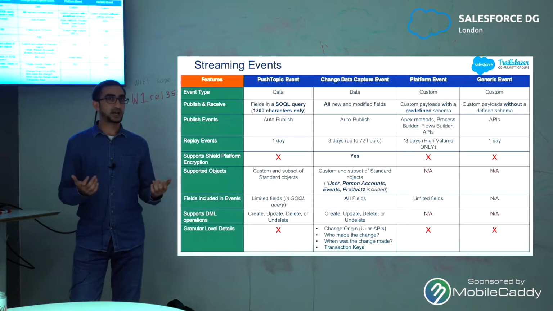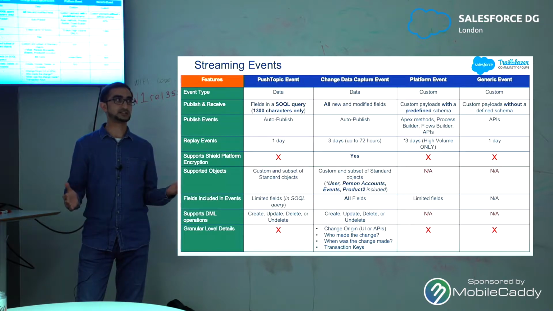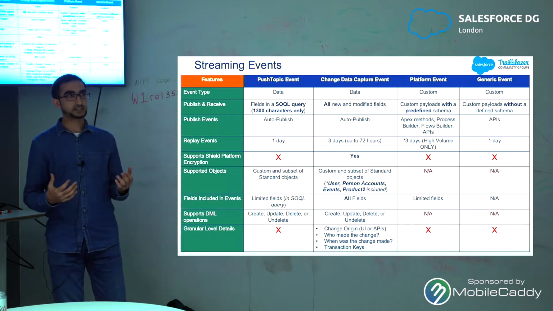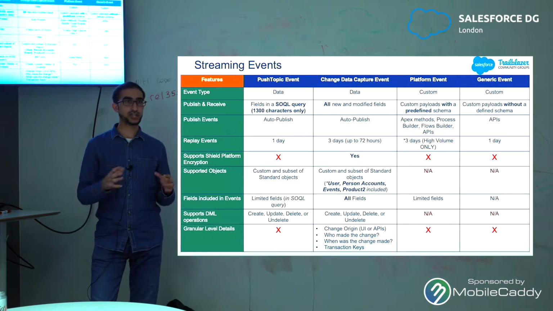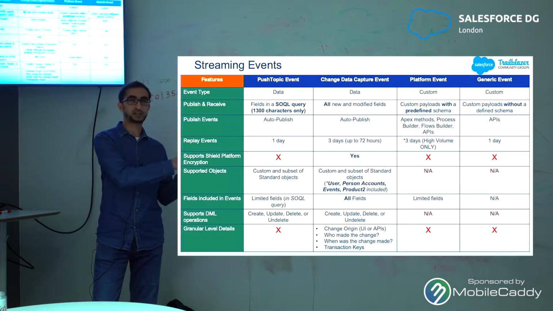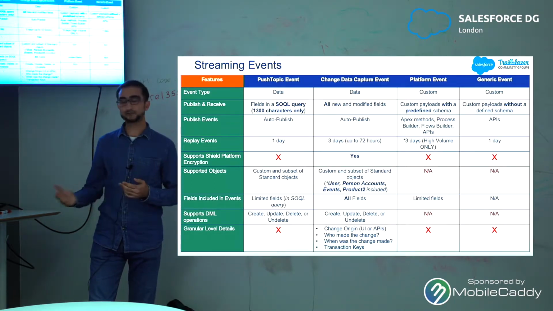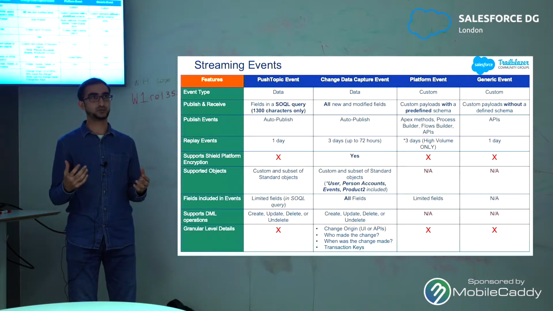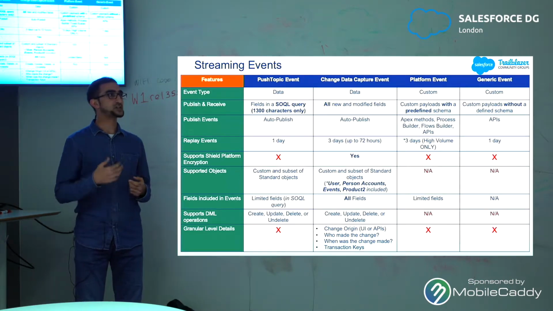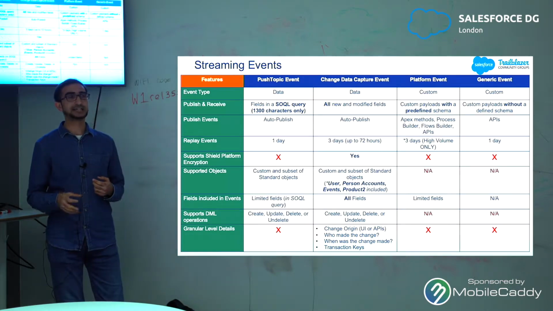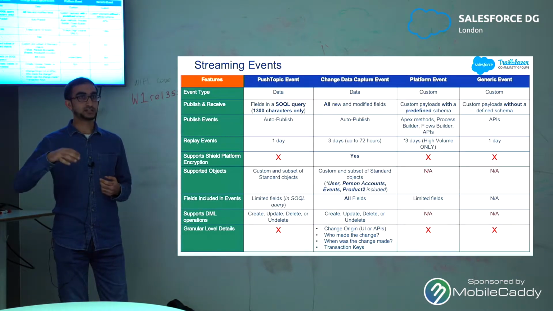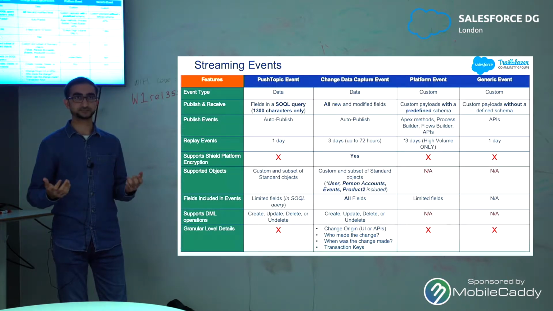So let's get started. I'm sure you all are familiar with streaming events. You use streaming events to receive near real-time streams of data that are based on changes in Salesforce records or custom payloads that you can define in Salesforce. There are mainly 4 kinds of streaming events you can have in Salesforce: push topic event, change data capture event, platform event, and generic events. There is actually another one which is also now generally available, and that is high volume platform events.